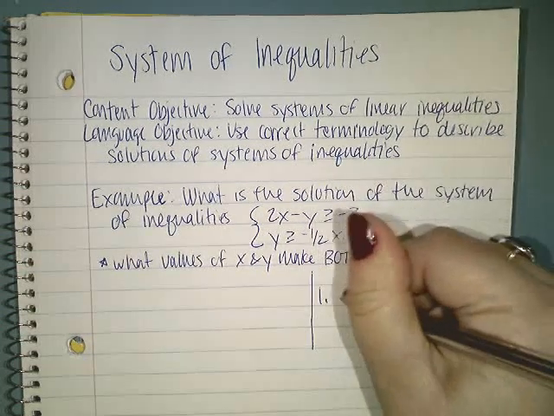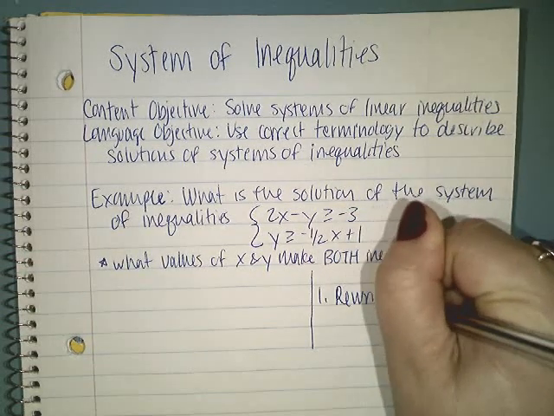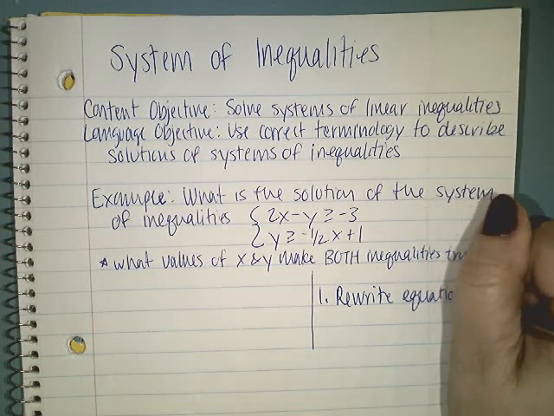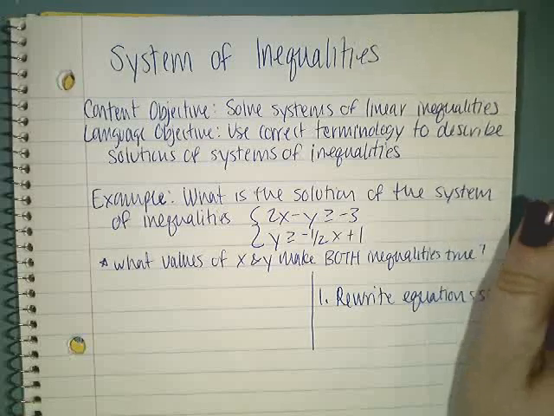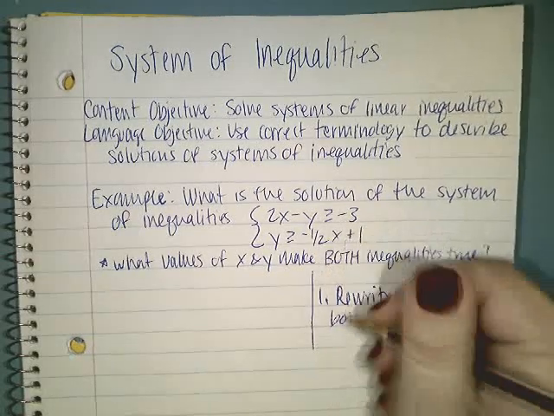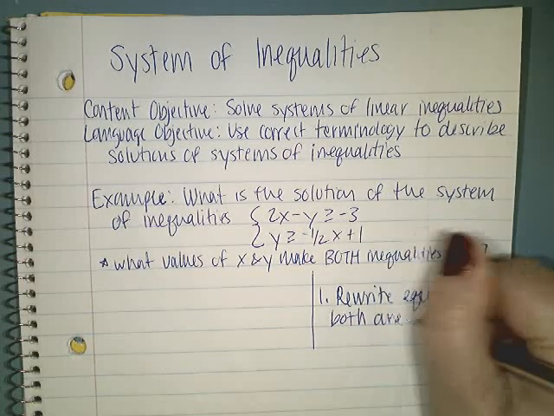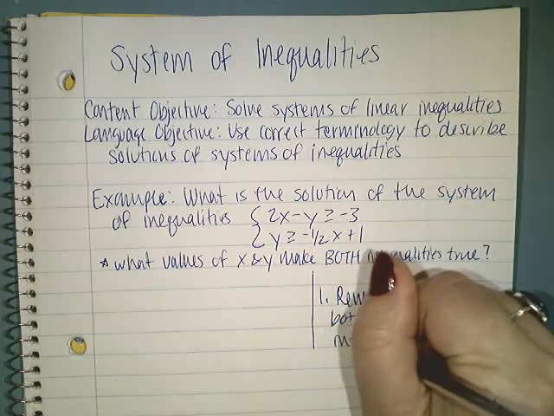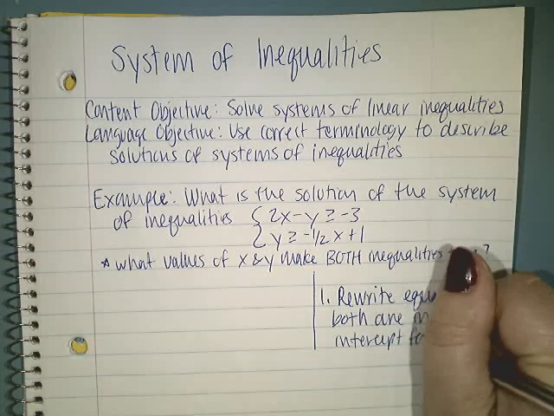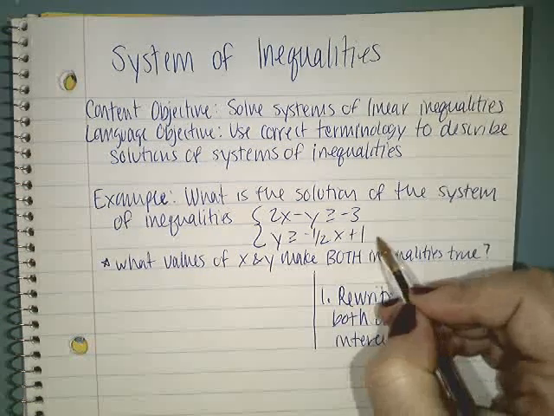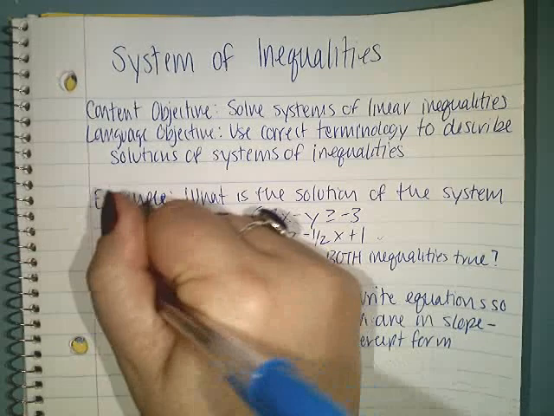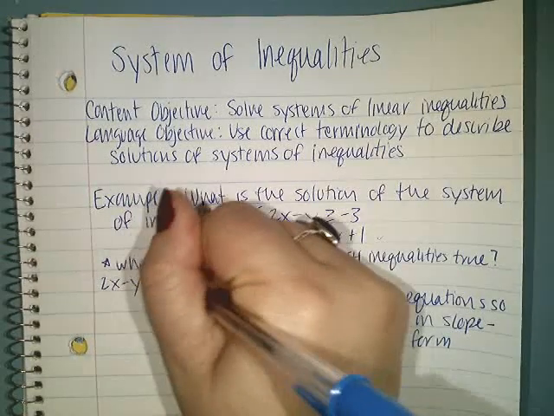In order to do that, we're going to start by rewriting the equations in slope-intercept form so we can graph them. So the second one is already in slope-intercept form. The first one is not quite yet. So I have 2x minus y is greater than or equal to 3.